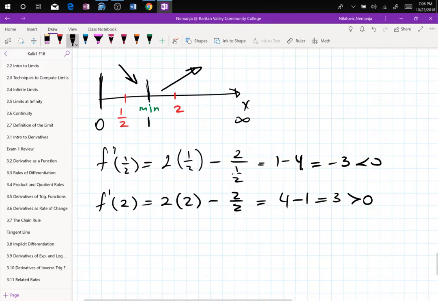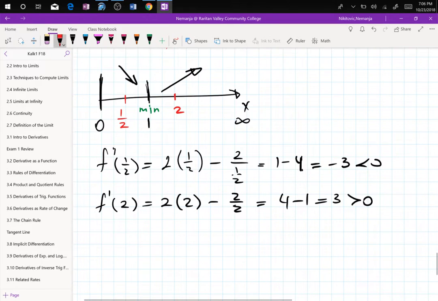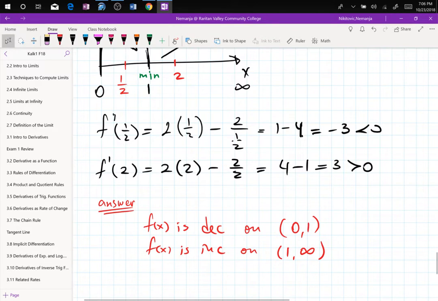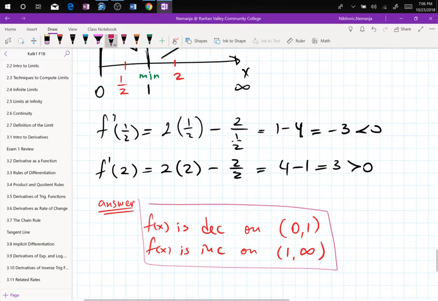So what do I have? I have a minimum at 1. So what is my answer over here? The answer is f of x is decreasing on 0 to 1. F of x is increasing on 1 to infinity. So you give intervals of increase and decrease. That's what's required in this section.